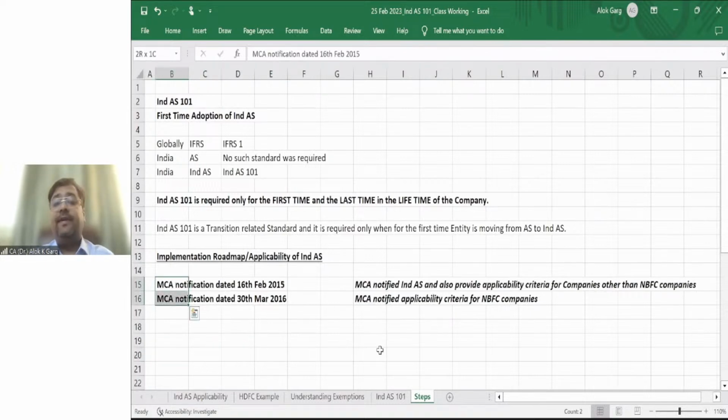These were the two notifications which are important to see, important to learn, and important to remember, from the interview perspective or from the real life perspective. Because otherwise, from where will you refer that Ind AS is applicable to a particular set of entities from which date? So these are the two important notifications provided by the Ministry of Corporate Affairs. Clear?